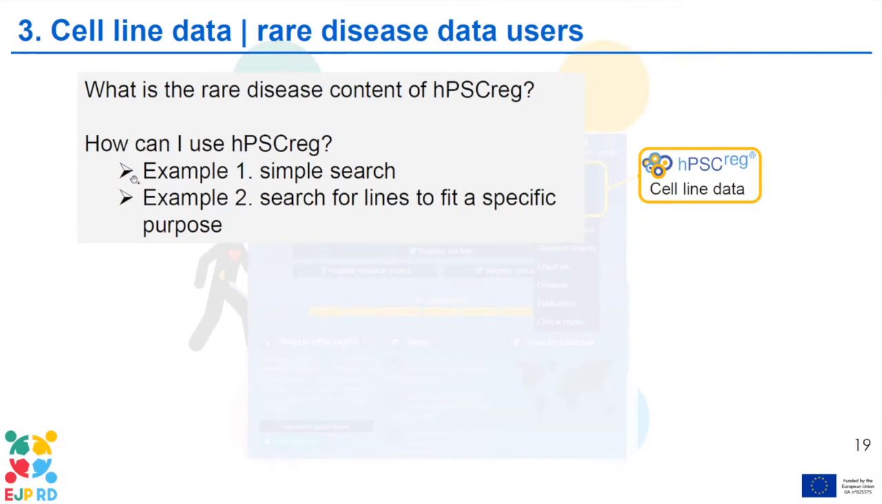So you might ask, what is the rare disease content in hPSCreg and how can I use hPSCreg? And I will try to explain this in two examples of a search. One is just going to be a simple search for lines, and the second is a more detailed search.